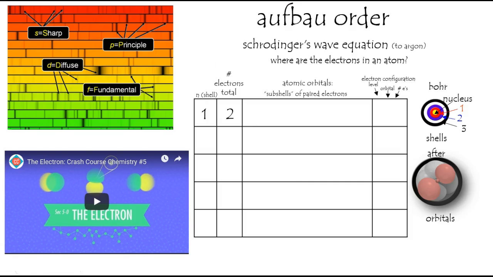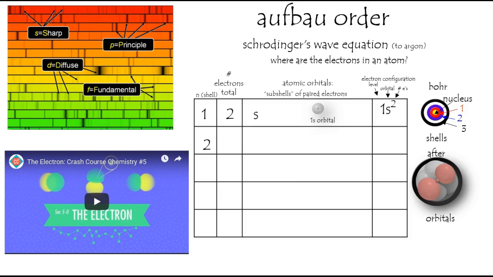In the first shell, we can hold up to 2 electrons, and that'll define the electron configuration of hydrogen and helium, right? 1 electron and 2 electron systems. And a sharp band was observed, so we call that an S subshell, and it can hold up to 2 electrons. So the first shell is an S orbital, and it can hold 2 electrons.